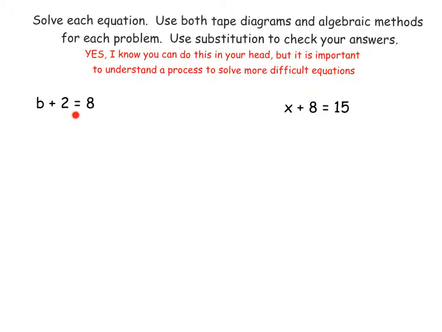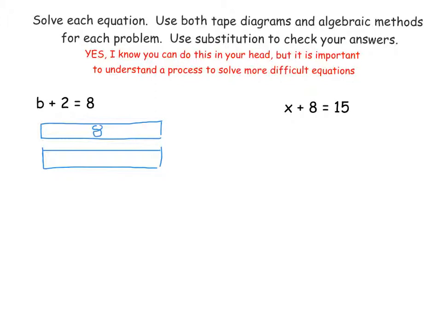So we are going to do both tape diagrams and algebraic methods. We'll start with this one, b plus 2 equals 8. So we're going to have our top tape, and we're going to make a second tape that is exactly the same length. So we know that this first one is 8, and the reason we made them the same length is because they're equal. Each side is equal. So now we have b plus 2, and we're not sure how long the b is, so I'm just going to put the 2 right here.